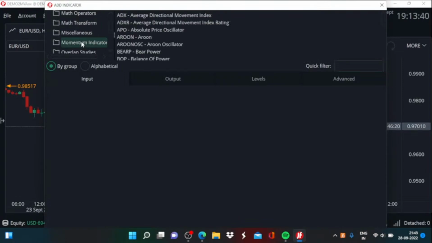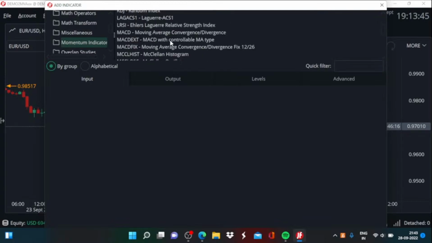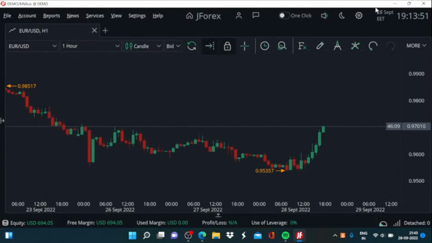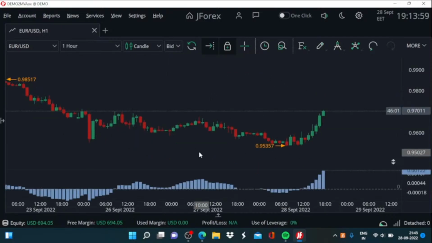Last session we considered the oscillator. Now we will have this histogram. All right, so here it is, or even if you do a quick search, it will be pretty easy to find. All right, so here it is.